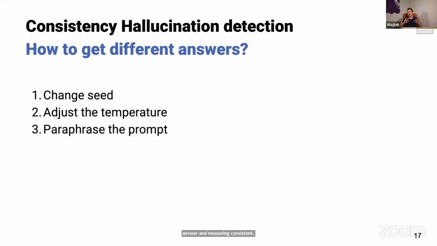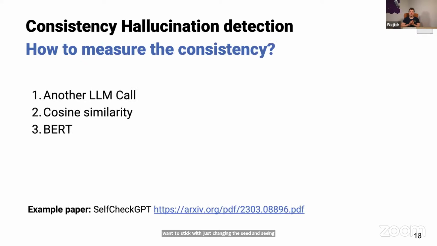Of course, that changes a bit more than just randomness, because if we increase the temperature, we're more likely to get random answers. So it's not as good as changing the seed, but it has also been tried, mostly with bad outcomes. The last thing is to use an LLM to paraphrase the prompt and then use that as a new prompt. It's also an option, but it means yet another LLM call, increasing the costs further. So generally speaking, we want to stick with just changing the seed and seeing whether the answers are similar to each other.